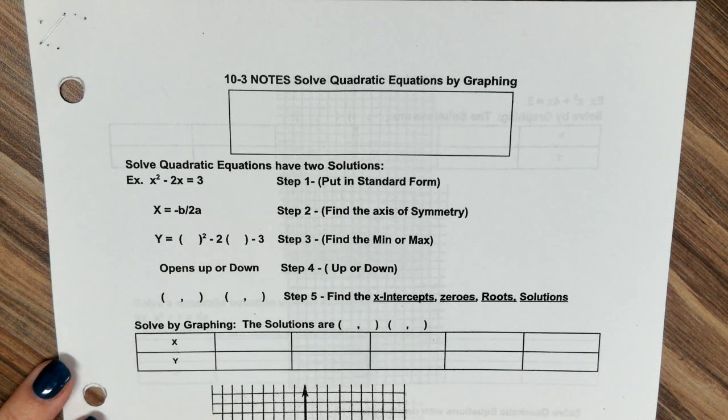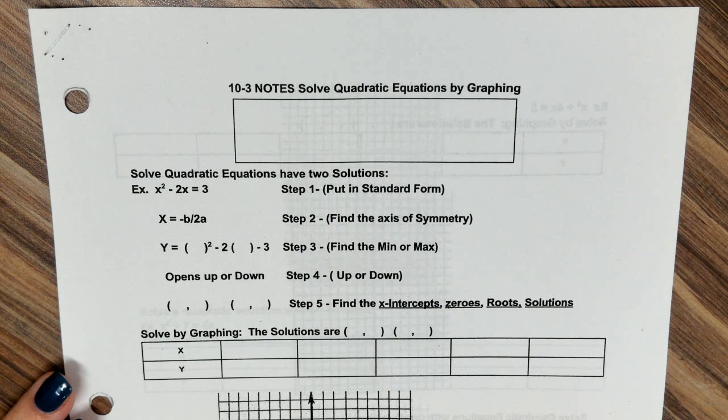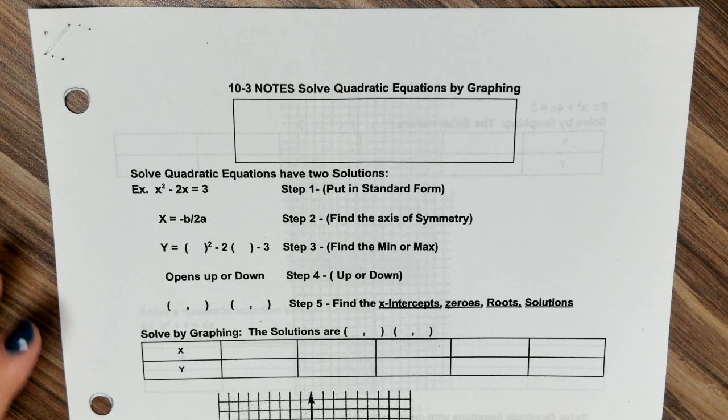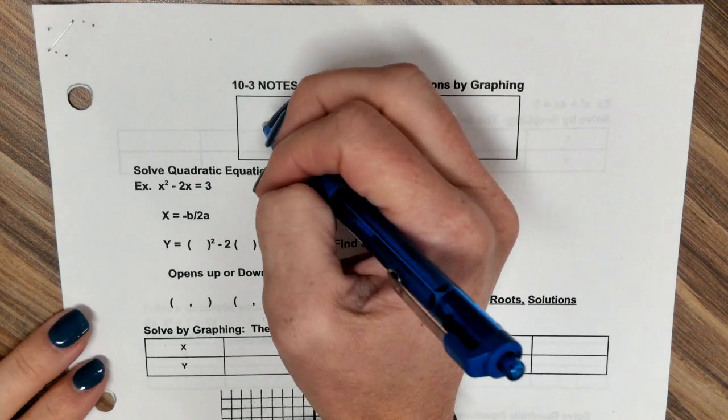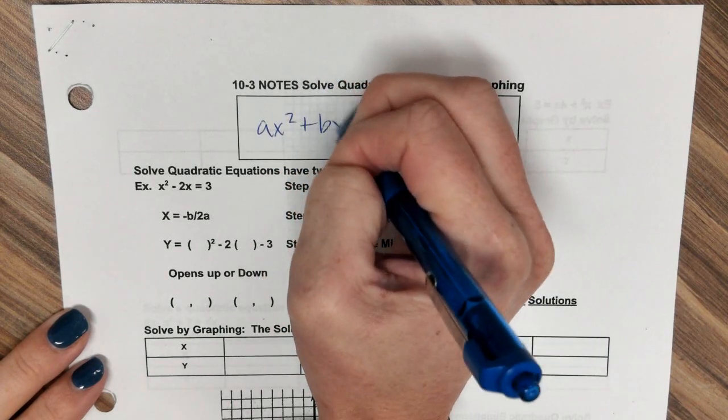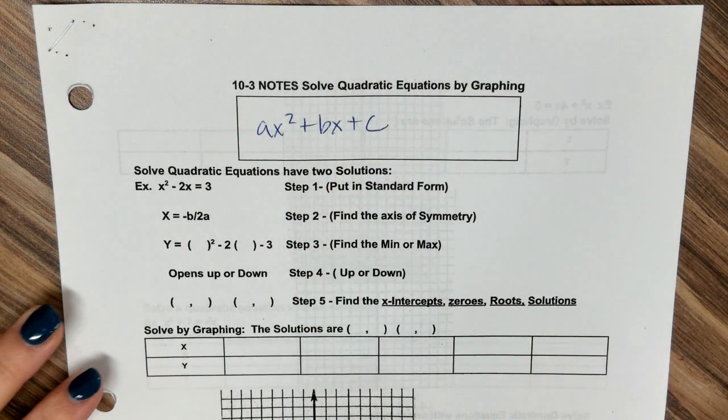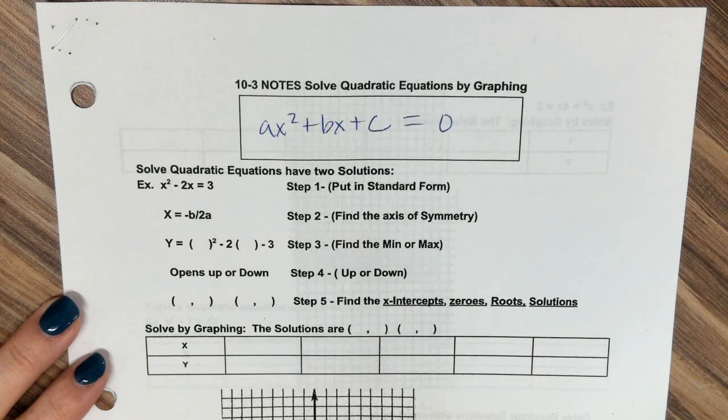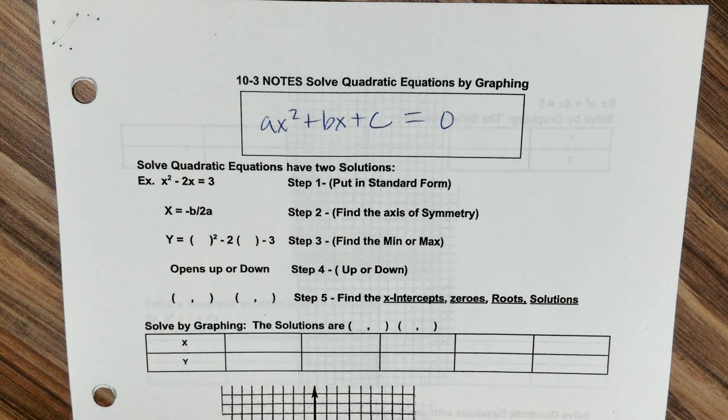The biggest thing you need to know is that if you want to solve a quadratic by graphing, the first thing you have to do is set it equal to 0. So it has to be in standard form, ax squared plus bx plus c, but you also set it equal to 0.